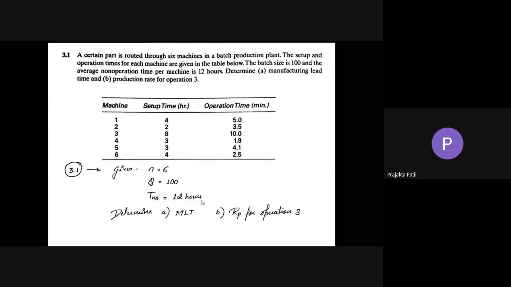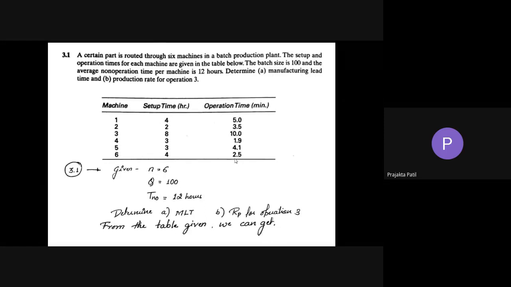And you have to determine what is manufacturing lead time and the rate of production or production rate for operation 3. So first let's see. From this table that is given in the problem statement, we can get what is the average setup time and what is the average operation time. So kindly find the average setup time and the average operation time from this table that is given here.